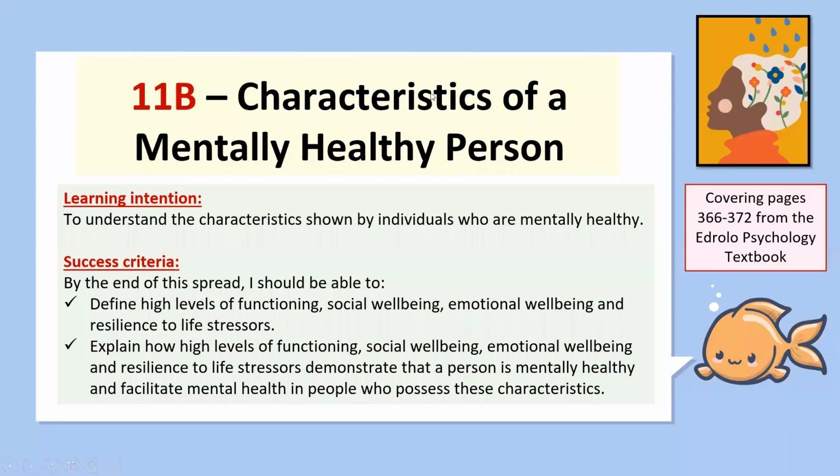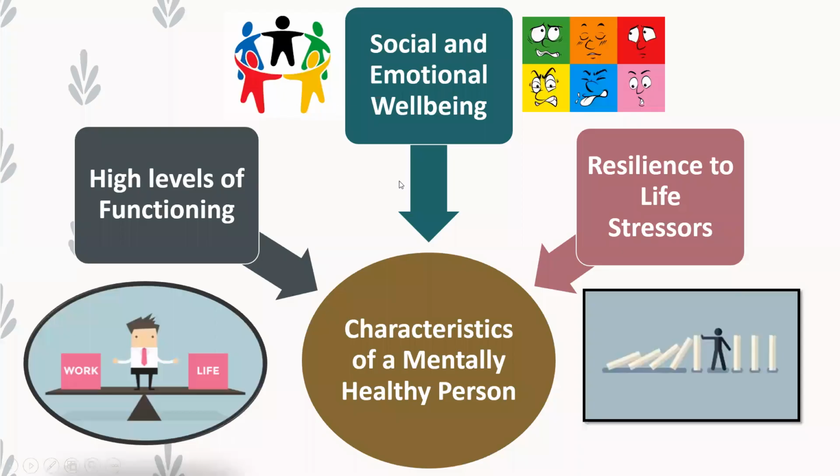All right, in the next spread, we're looking at the characteristics of a mentally healthy person. So these are 3 VCAA approved, like they've put this in the study design, that these are the 3 specific characteristics that you need to know in depth about a mentally healthy person, or about what a mentally healthy person looks like. Okay, so there are 3 here. The first one is called high levels of functioning. The second one is called social and emotional well-being, and the third one is called resilience to life stresses. Okay, these are the 3 that are specifically named in our study design.